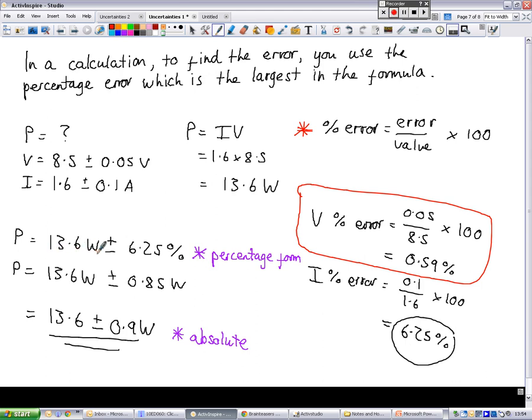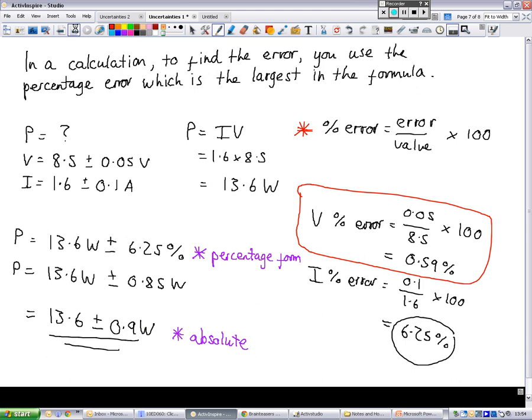So 13.6 watts plus or minus 6.25%. That would be us expressing that answer in percentage form. We can also present it in something called absolute form, which is really the numerical form rather than the percentage. So we calculate what 6.25% of 13.6 watts is, and we find it's 0.85. But as a final answer, we express them in the same number of significant figures, so we use 0.9. So absolute and percentage formats. In percentage format, you express your uncertainty as plus or minus some percentage value. Absolute is plus or minus a number, as opposed to the percentage.